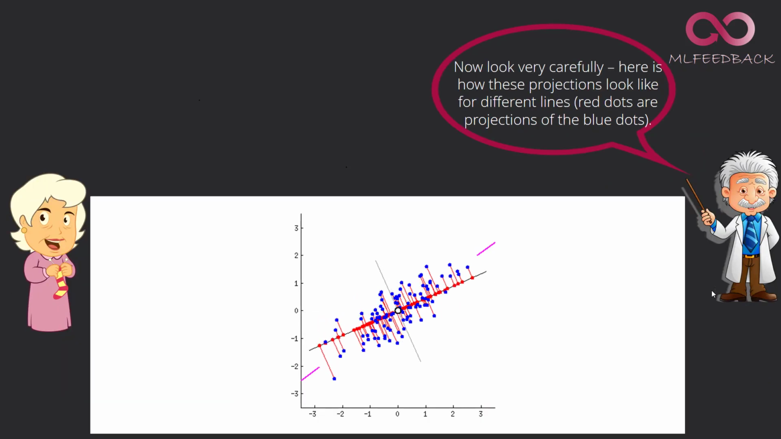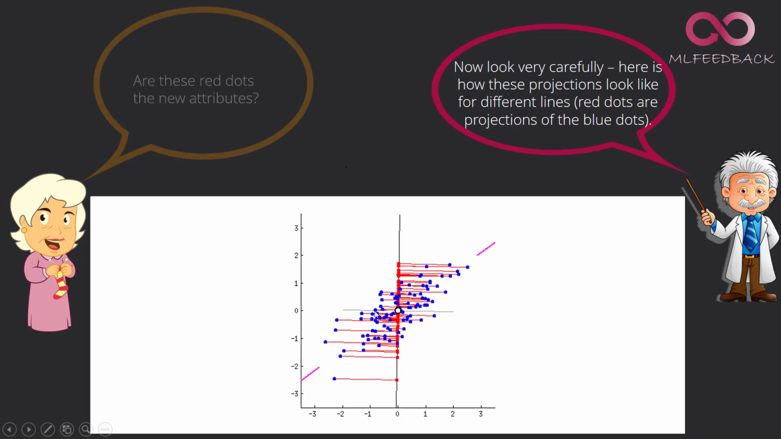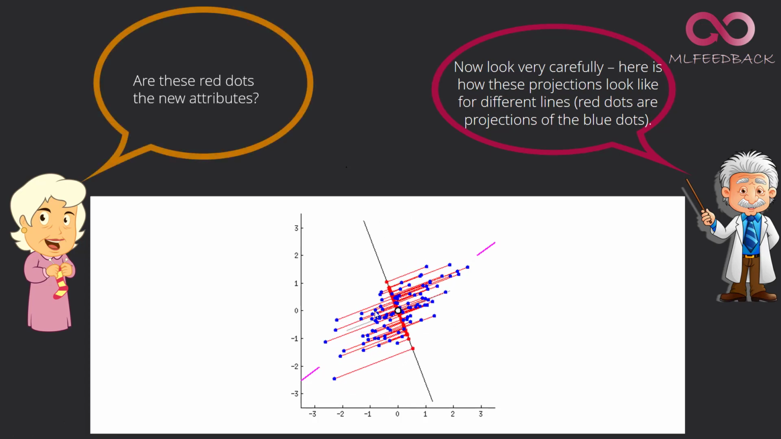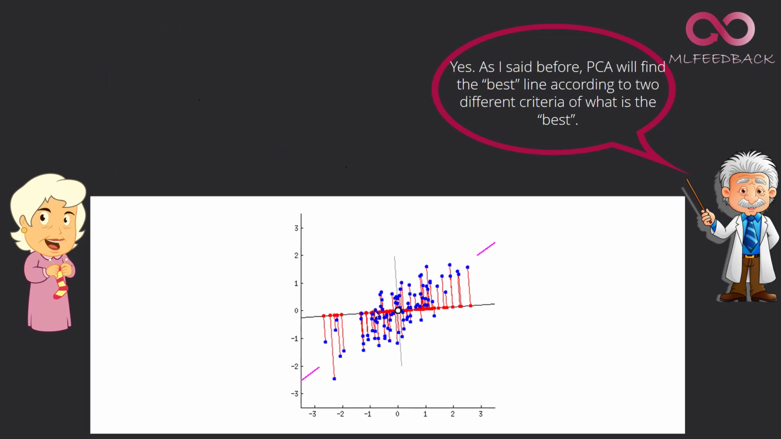Look carefully. The black line that you see here represents all possible weights, W1 and W2 values that can be used to come up with these linear combinations. And these red dots that you see on the black line are the actual new attributes for different possible lines, which means for different possible weights. Granny asks, are these red dots the new attributes? Albert says, yes. But that's not the interesting part.